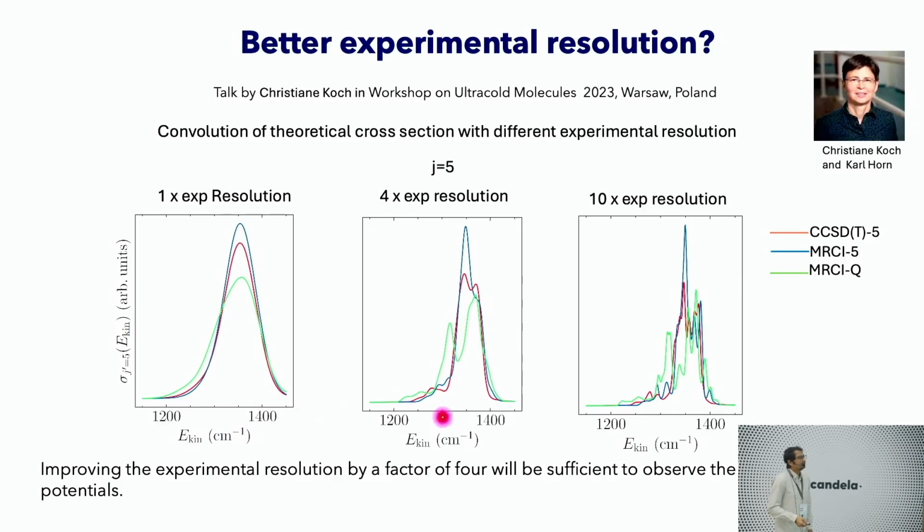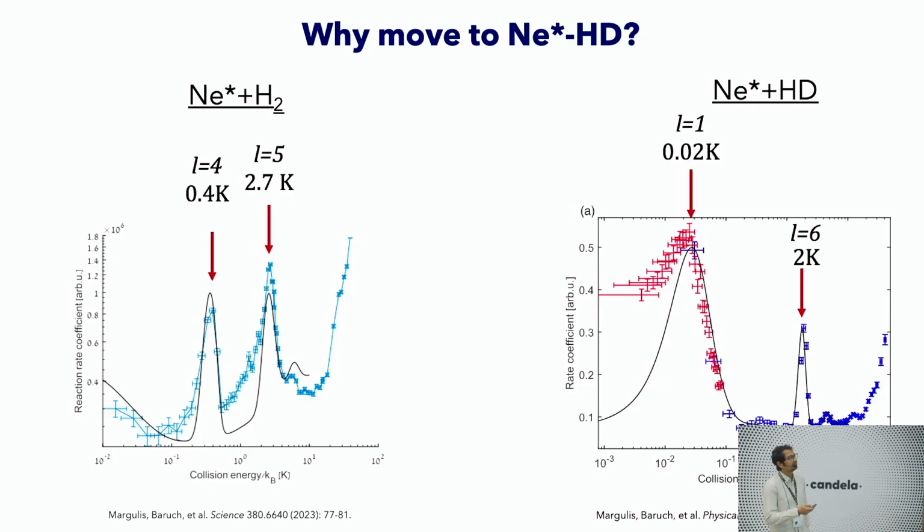So okay, we take that challenge. We take the words from Christiane, and here is what we try to do. We also wanted to move to Ne-HD. Why? We wanted to move to Ne-HD because the experiment that I showed before was done at 2.7 Kelvin, and now there is a resonance which comes at 22 millikelvin, and it comes only from one single partial wave. So it's the p partial wave.